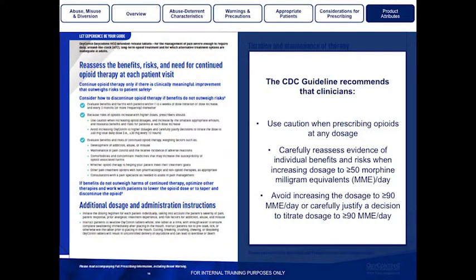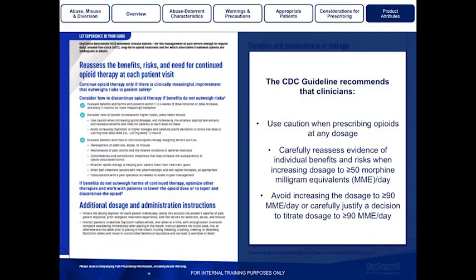The CDC guideline recommends that clinicians use caution when prescribing opioids at any dosage, and should carefully reassess evidence of individual benefits and risks when increasing dosage to greater than 50 morphine milligram equivalents per day. Avoid increasing the dosage to greater than 90 morphine milligram equivalents per day, or carefully justify a decision to titrate dosage to greater than 90 morphine milligram equivalents per day. With these in mind, ensure that HCPs are familiar with how to appropriately titrate and discontinue OxyContin.